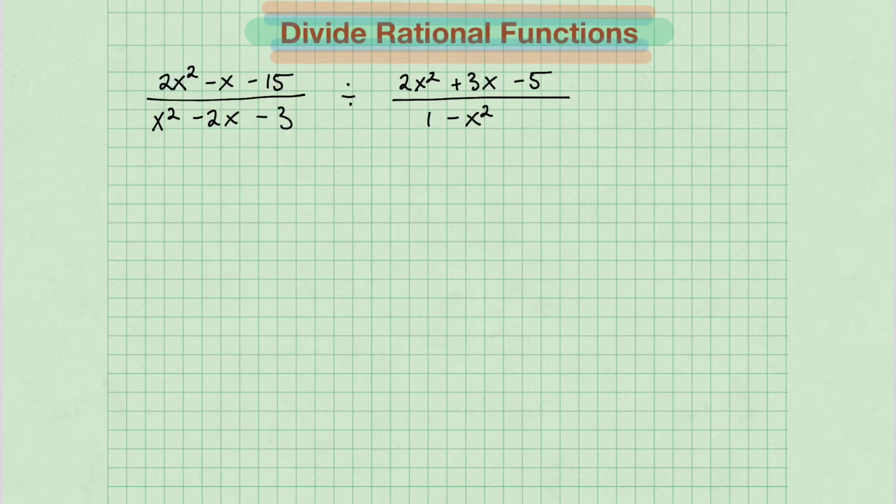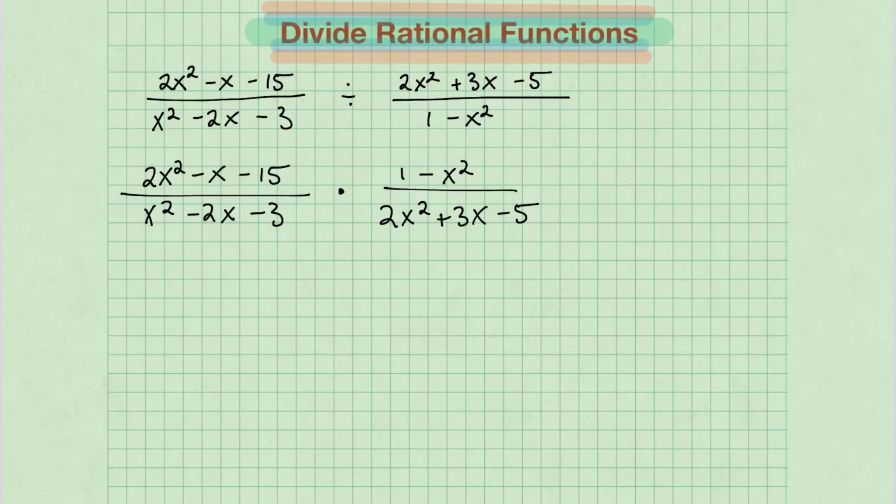Okay, here we go on our second problem. Remember, first step, we're going to invert and then change this to a multiplication symbol. Okay, here's what that looks like. We simply inverted these and changed this to a multiplication symbol. Okay, next step, we want to factor these out. Some of these may look a little bit difficult, so I'm going to go ahead and factor those out with you.